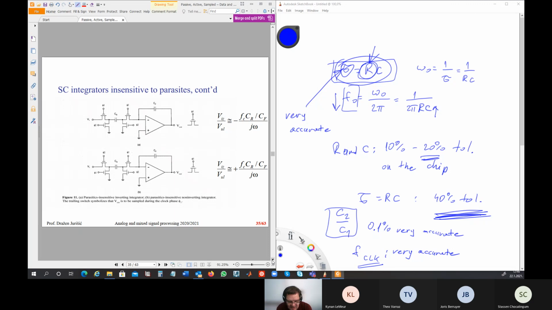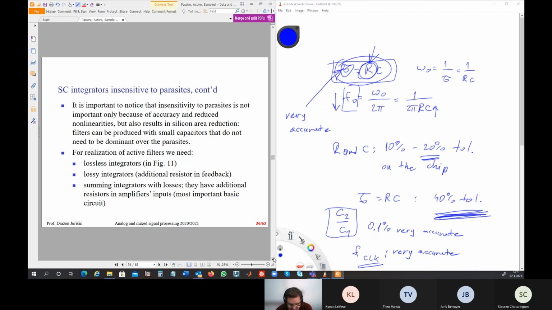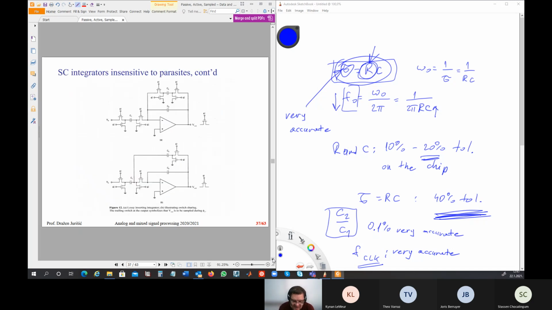Here you have integrators with switch capacitors without parasites, so it's very accurate. And then you can say, aha, just by changing these, then we can have negative or positive integrator, which is very good for realization. Okay. Here we need lossy integrators, lossless integrators, summing integrators with losses, and so on. So, for example, if you remember this R here, which is replaced by capacitor and 2 switches, it makes the lossy inverting integrator.